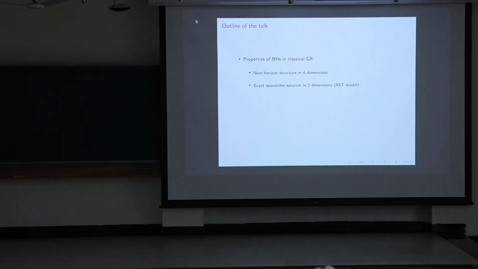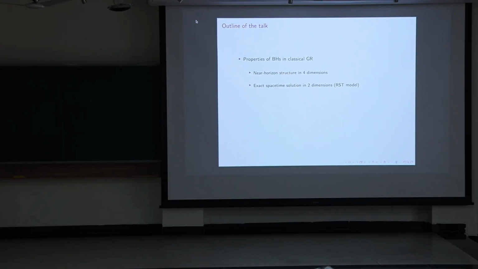As I said, for the first part I'll be talking in 4 dimensions, and then we'll have a more analytical handle on the situation when we go to 2 dimensions. I will be talking about the RST model as opposed to the JT model, and we will see that when we talk in 2 dimensions, we could do things exactly.